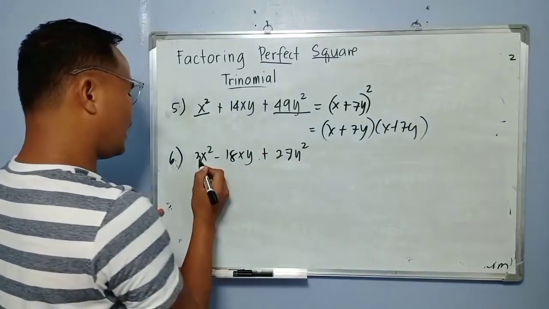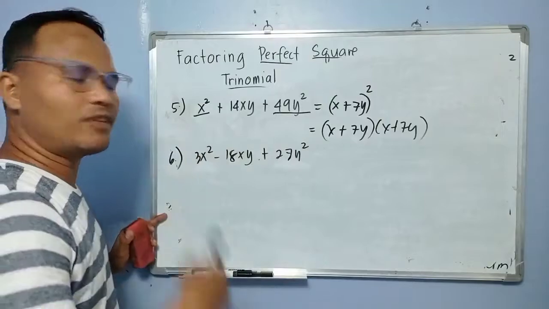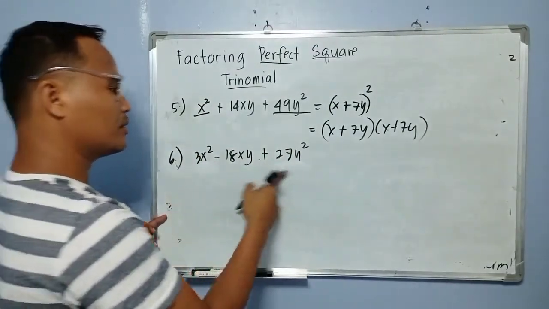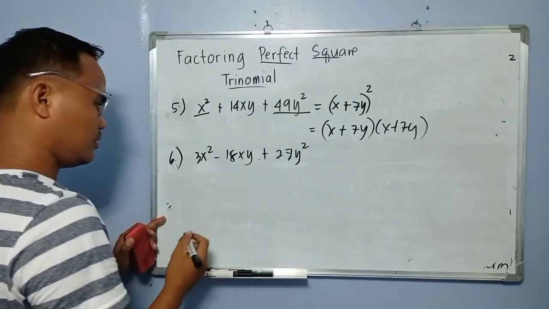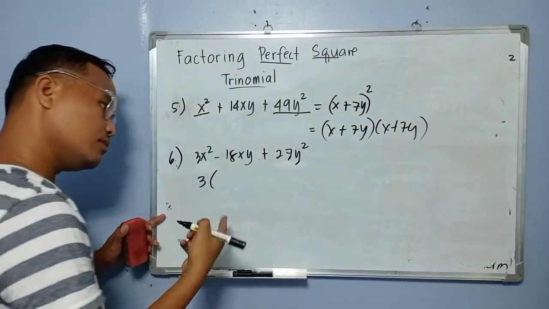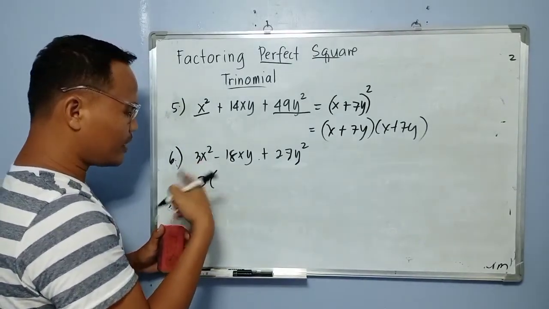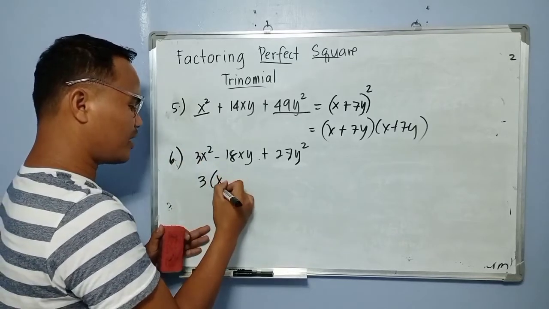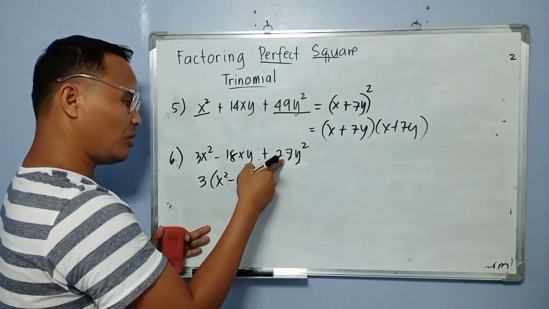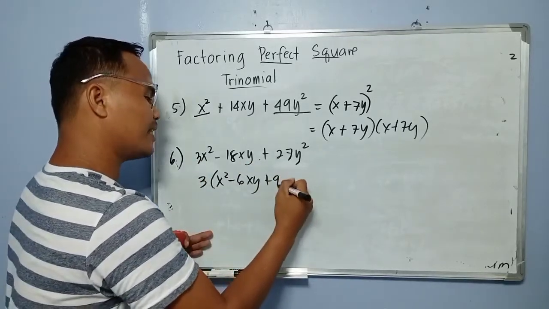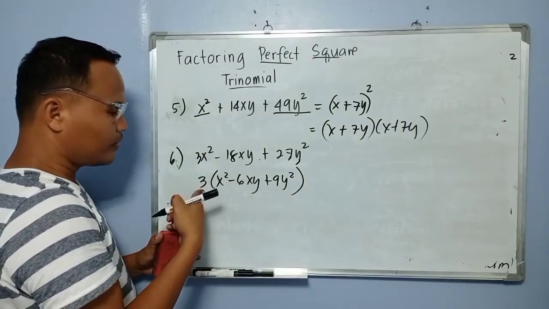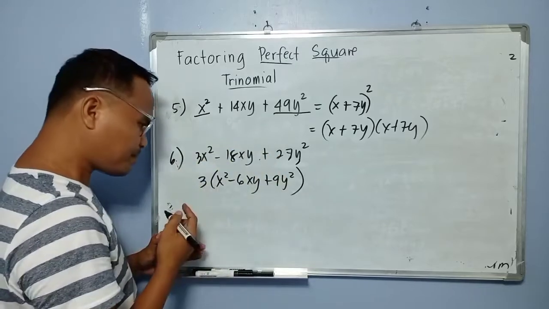But we can factor out the greatest common factor of these three terms. What is the greatest common factor of these three terms? Yes, 3. What will be the result if you factor out 3? 3 divided by 3 is 1, so it becomes x squared. Negative 18 divided by 3 is negative 6xy. 27 divided by 3 is 9y squared. Okay, we factored out 3, which is the GCF of these three terms.